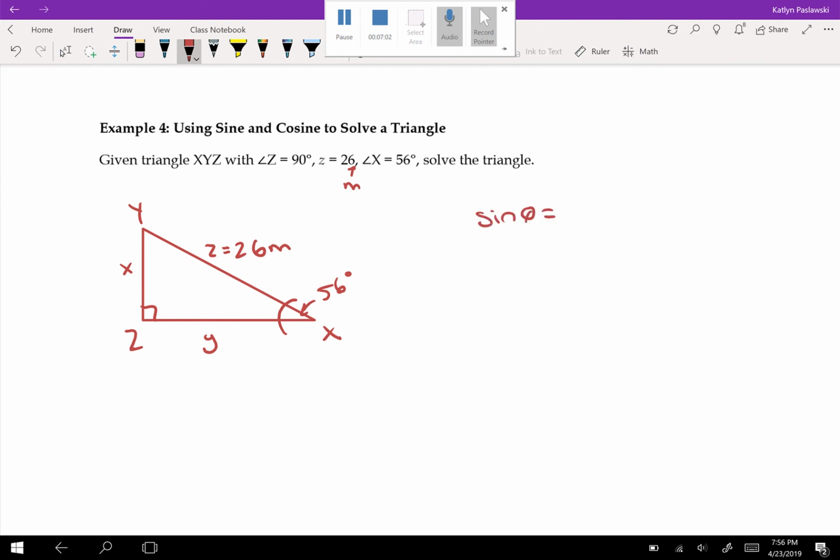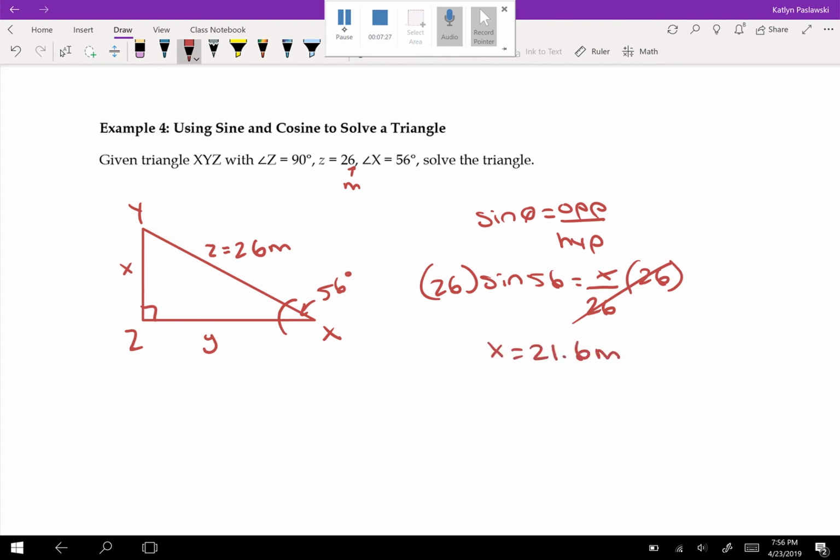So sine theta is equal to opposite over hypotenuse. Substituting the information that I know, sine 56 is equal to x over 26. I need to isolate my variable x, so I'm going to multiply by 26 on both sides. 26 multiplied by sine 56, the value of x is equal to 21.6 meters to give me side x.